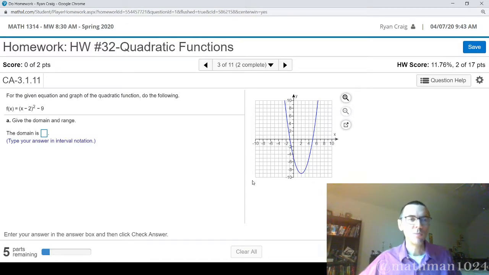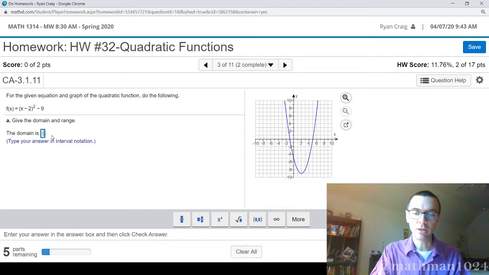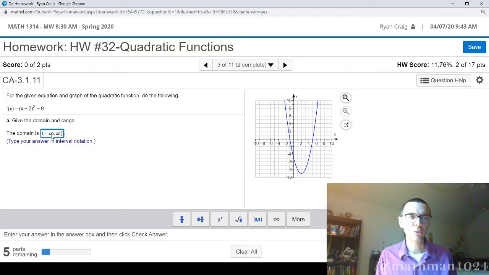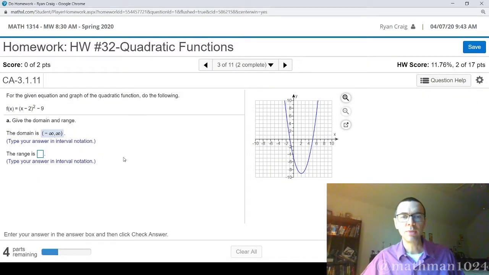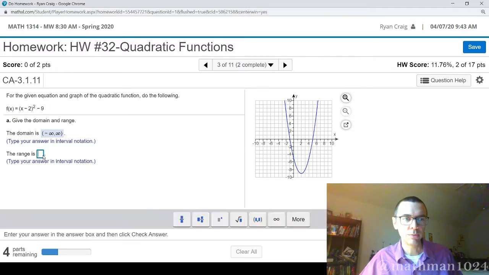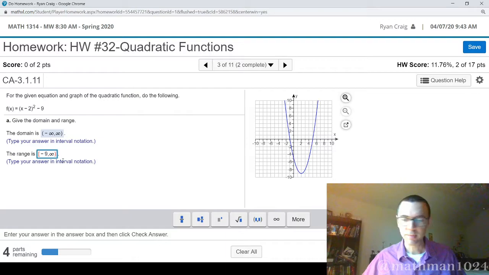And here, it wants to give the domain and range. Well, we already know that the domain for any polynomial function is going to be all real numbers. So negative infinity to infinity. And the range is going to be from bottom to the top. So this guy goes all the way down to negative 9. And we can even see that here from that number. So it's going to be bracket from negative 9 going up to infinity.